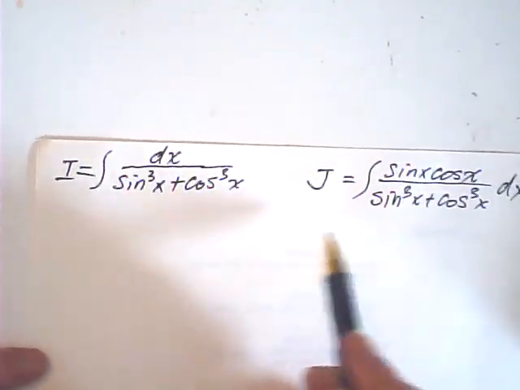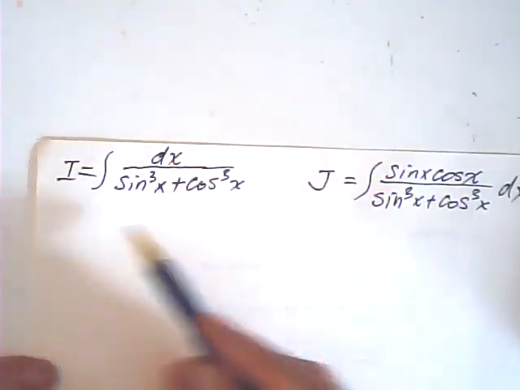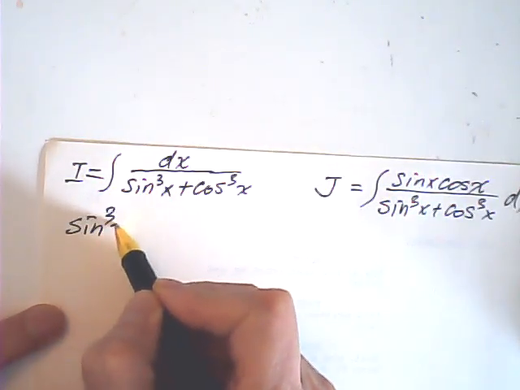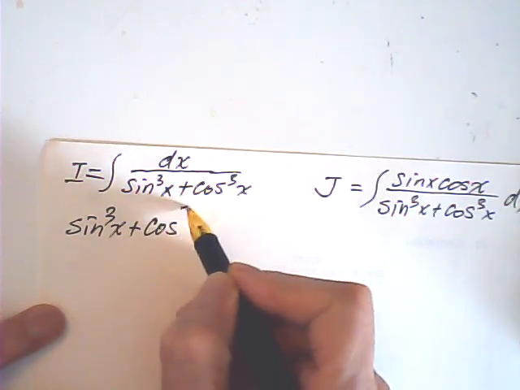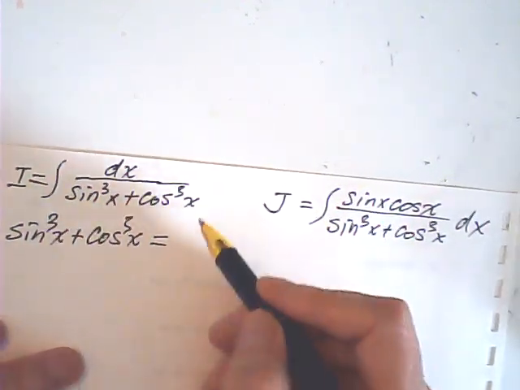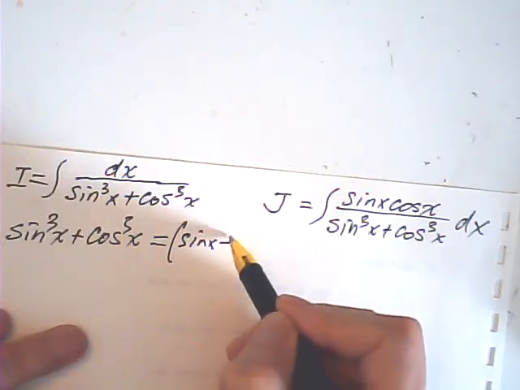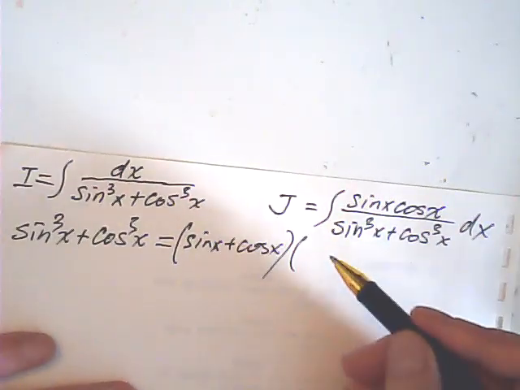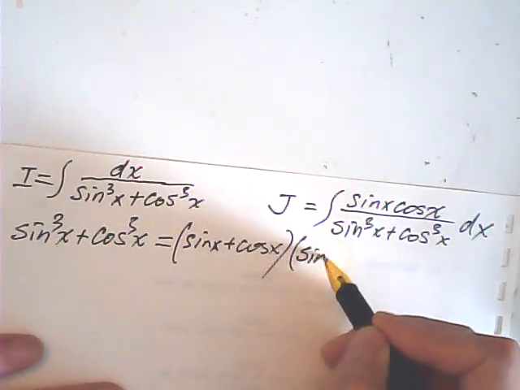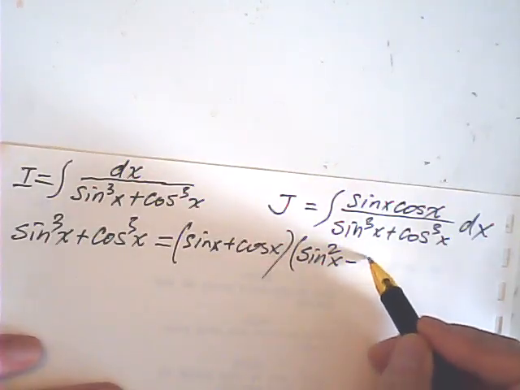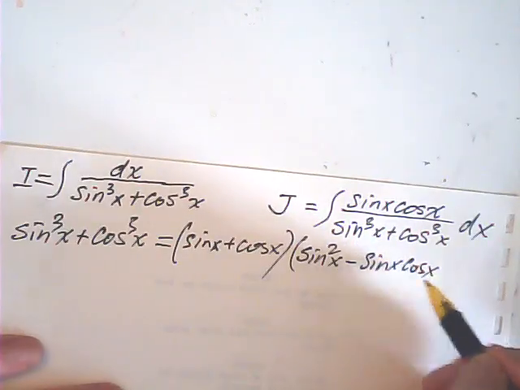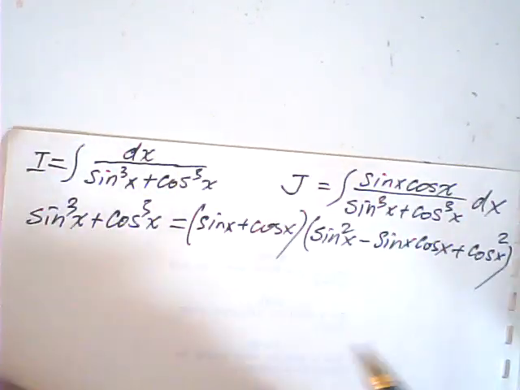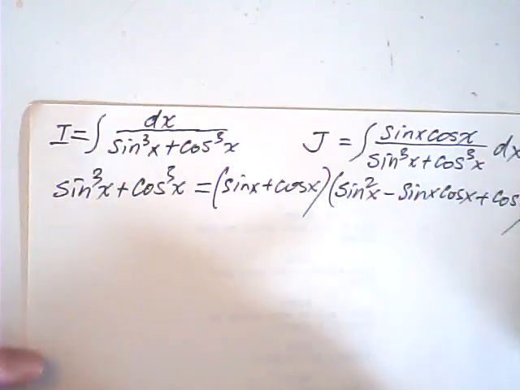Now, before I continue, I want to recall some basic formulas, which is sine cube of x plus cosine cube x should be equal to sine x plus cosine x multiplied by sine square x minus sine cosine plus cosine square. Well, that is basic algebra, right?